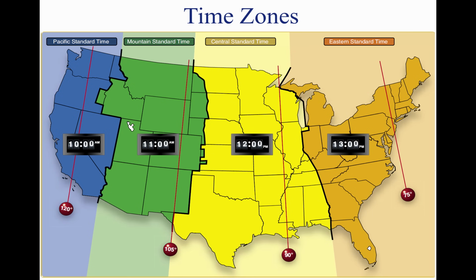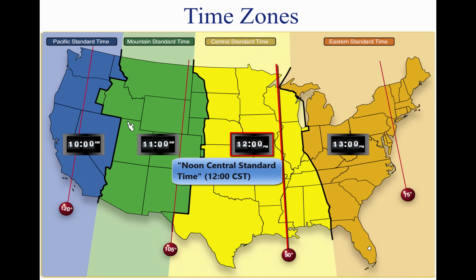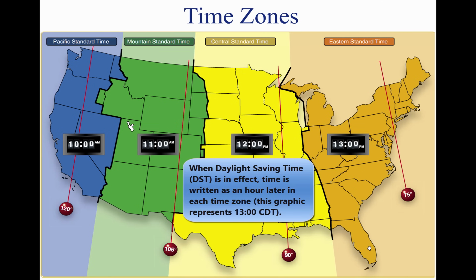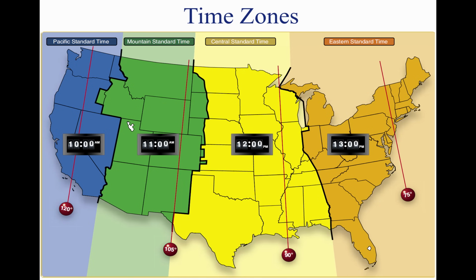When the sun is directly above the 90th meridian, it is noon Central Standard Time. At the same time, it is 1 p.m. Eastern Standard Time, 11 a.m. Mountain Standard Time, and 10 a.m. Pacific Standard Time. When daylight savings time is in effect, generally between the second Sunday in March and the first Sunday in November, the sun is directly above the 75th meridian at noon, Central Daylight Time.